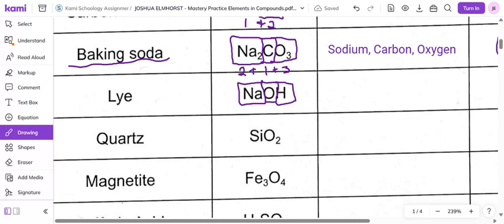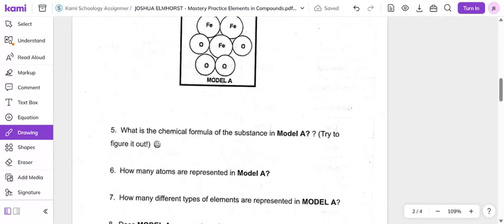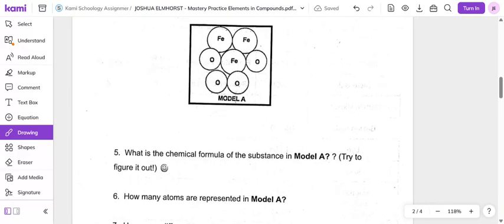Finish the front, flip it over, check the back. On the back, we're just going to check a few of the little models. And just looking at number 5, what is the chemical formula for the substance in model A? So just check your elements. And then for each one of the elements, check to see what the subscript is going to be for each element.